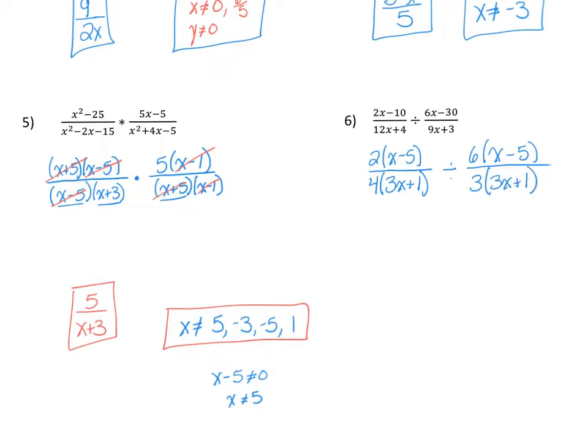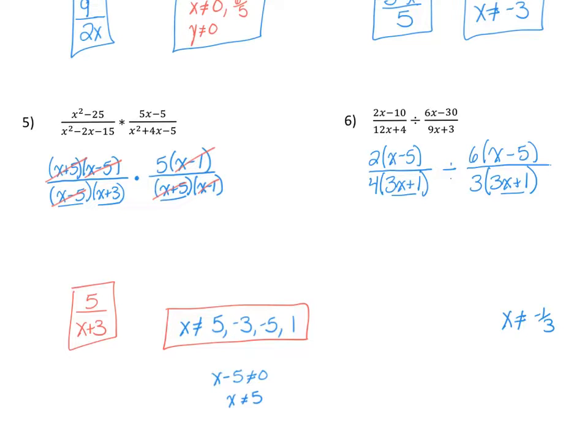Now with division problems, at this point, I state any restrictions that we have. So when you state your restrictions, again, you're just going to be looking at the denominators. And the only restriction we're really going to have is that x cannot equal negative 1/3. That's coming from this 3x plus 1. If you set that equal to 0, you're going to get negative 1/3 as an answer.